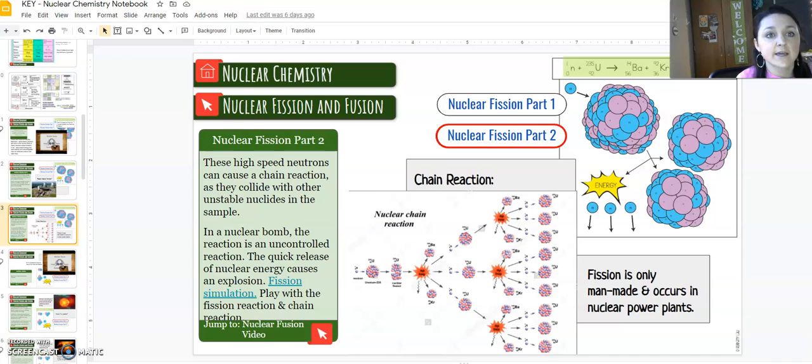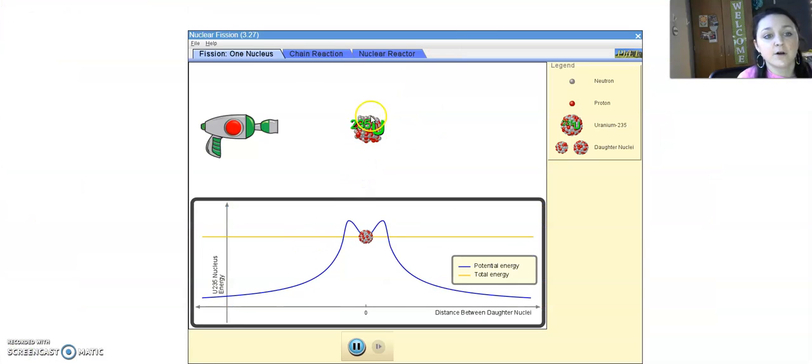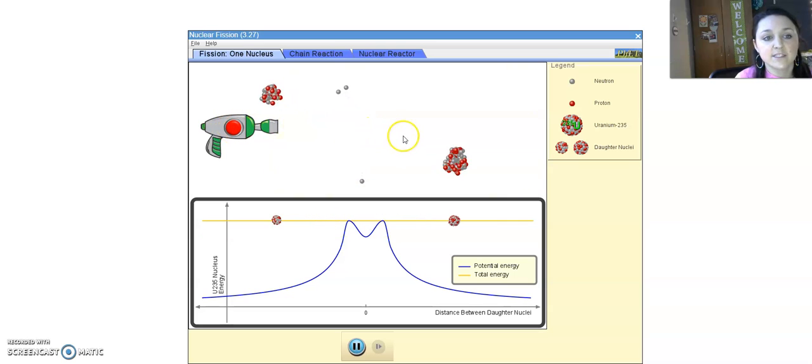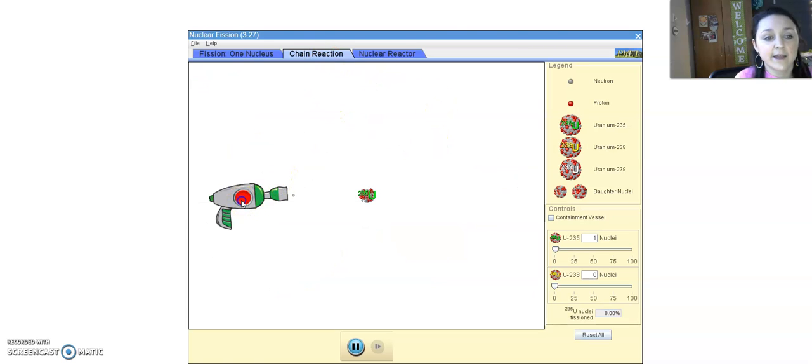So what it looks like is this right here. You have your big ball of uranium. The total mass is 235 because we have 92 protons and then a ton of neutrons. So when we shoot one neutron at it, watch what happens. Okay, it splits and then we have more neutrons. And then when we look at it, you'll see that it starts more chain reactions if we have more nuclei.